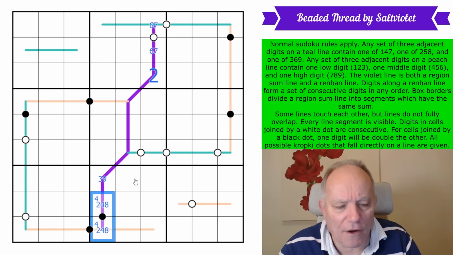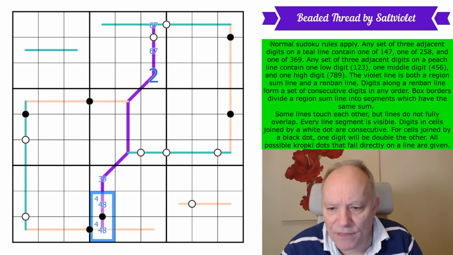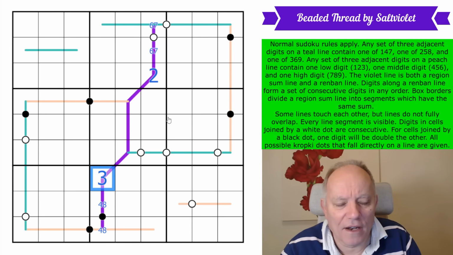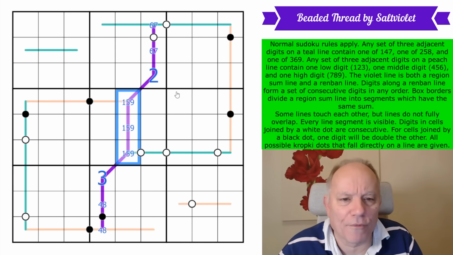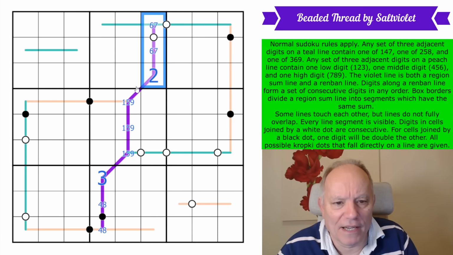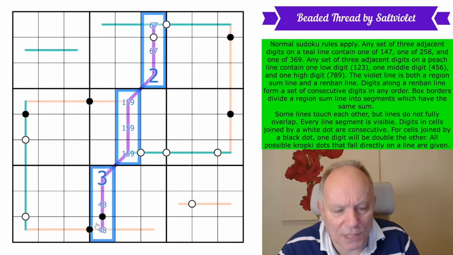And now 2 can't appear in this pair, so that's definitely 4, 8. And this is a 3. And the digits that leaves remaining on the line in the central area are 1, 5, 9. Oh, and I've just realized that this violet line enforces roping.